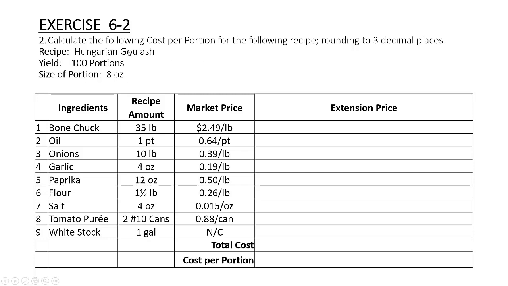We don't really care about the size. This is what we care about, the amount of portions. So when this recipe is done, we will get 100 portions of Hungarian goulash. So we start extending prices. We paid $2.49 a pound for bone chuck. We need 35 pounds. So the unit cost matches the unit price. Let's keep multiplying those two together. $2.49 times 35 pounds gives us an extended price of $87.15.